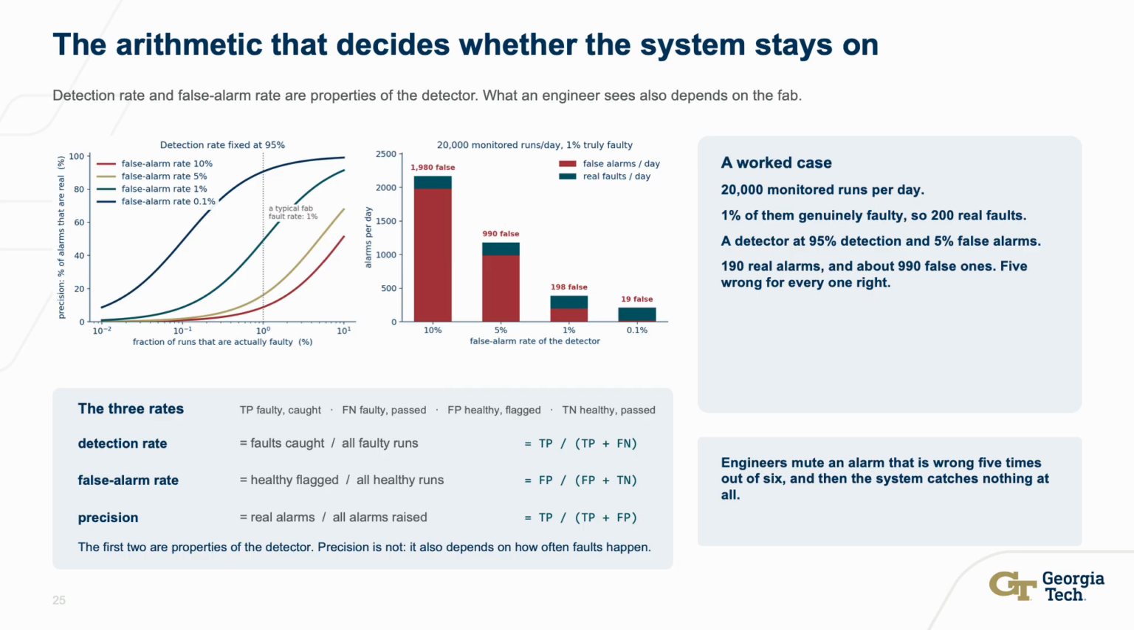A better detector moves you along the same trade-off curve. It does not remove the arithmetic. That is why this slide sits in this lecture about method.